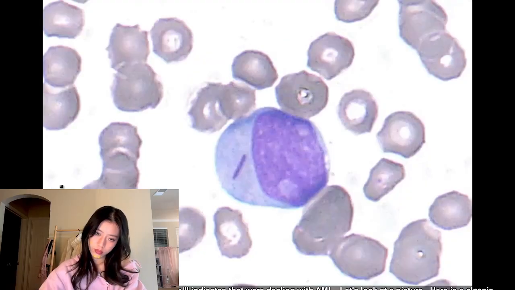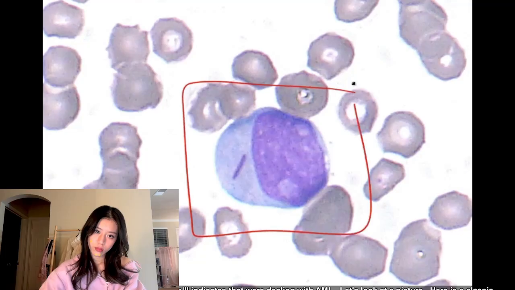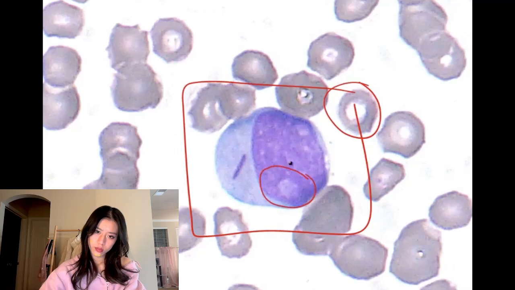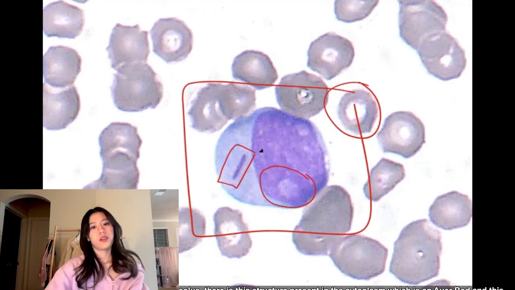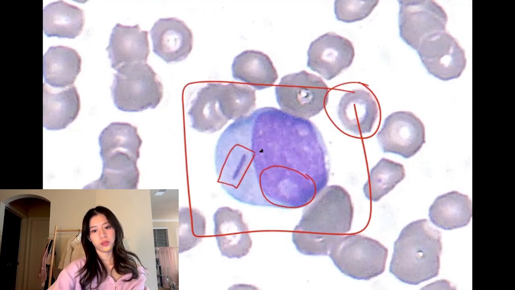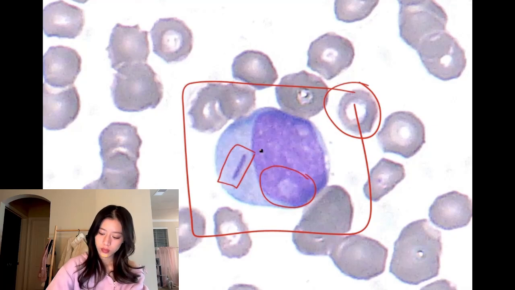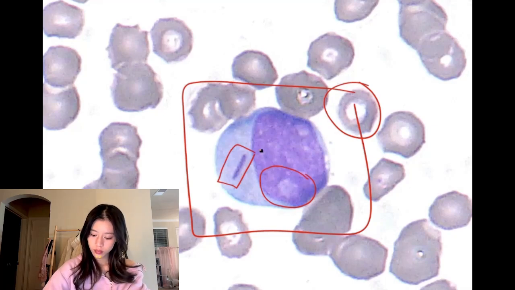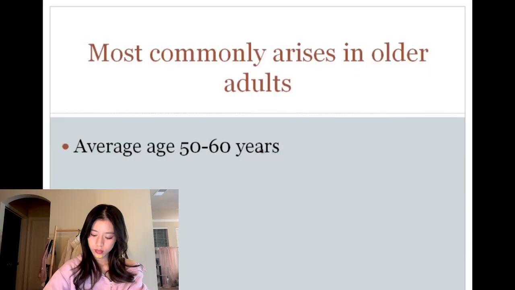Let's look at a picture. Here is a classic picture of a blast. This is a large cell, much bigger than the adjacent red blood cells, and you can notice here that there's a punched-out nucleolus. Along with this punched-out nucleolus, there is this structure present in the cytoplasm, which is an Auer rod, and this Auer rod indicates that the cell must be a myeloblast because an Auer rod is basically an aggregate of MPO. Now, AML is most commonly seen in older adults.